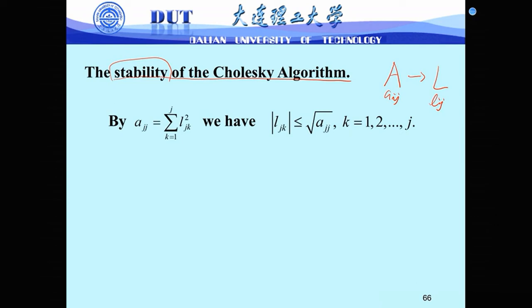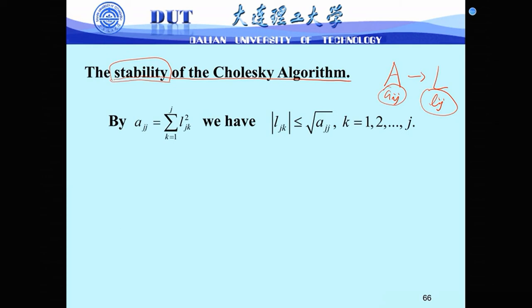So stability means if there are some errors on input numbers, what is the error for the output numbers, right? The errors can be controlled. If the errors can be controlled, then the algorithm is stable. Otherwise, it is not stable, right?